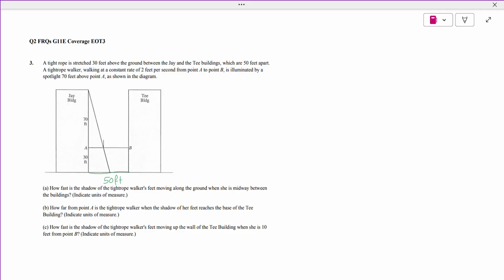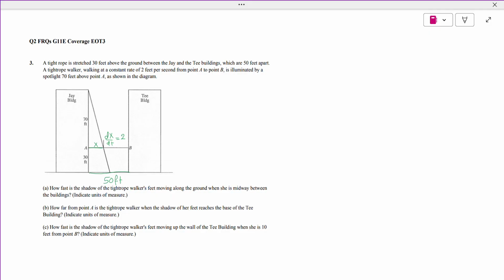There is a tightrope that goes from point A to point B, and there is a tightrope walker walking at a constant rate of 2 feet per second, right? So if we are going to call this little distance x, there is dx over dt, which is equal to 2, right? Because x is increasing, the tightrope walker is moving from point A to point B. So because it's increasing, there is dx over dt.